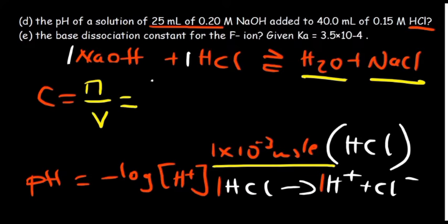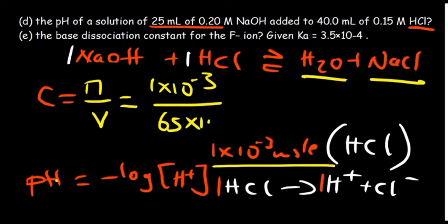So for our number of moles, we have 1 by 10 to the power negative 3. Then for our volume, what do we have? We had combined 25 milliliters with 40 milliliters. So that is 25 plus 40, which is 65 milliliters. We need to convert that to liters, so we multiply by 10 to the power negative 3 as well. So this is in liters, that is in moles, and what we're going to have is a molar concentration. So basically 1 divided by 65.